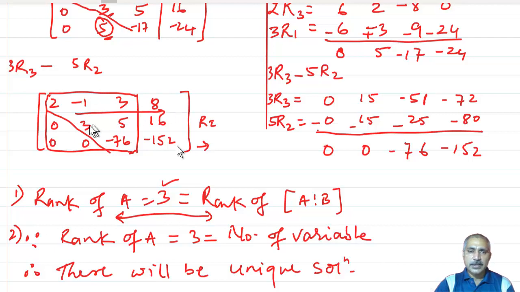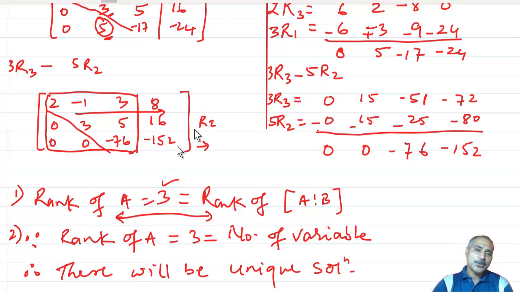Now if we take all together, that means the first row has 2, -1, 3 and 8. That is non-zero. 0, 3, 5 and 16. That is also not 0. The third row is 0, 0, 76 and -152. That is also not 0. That means the rank of augmented matrix is also 3.